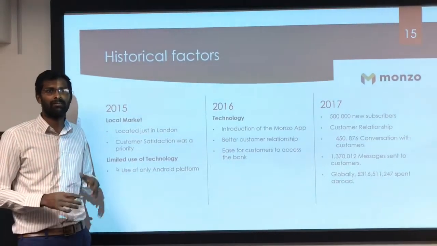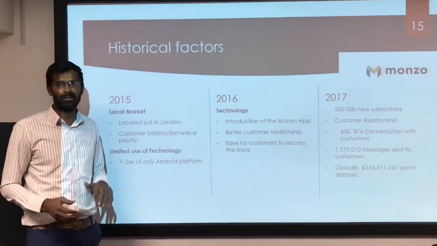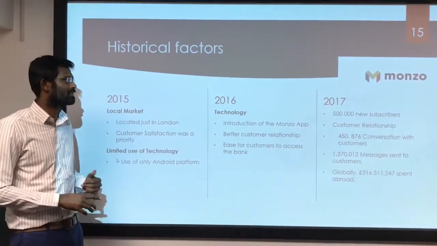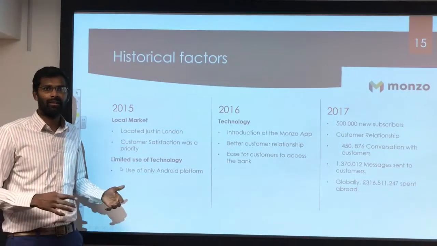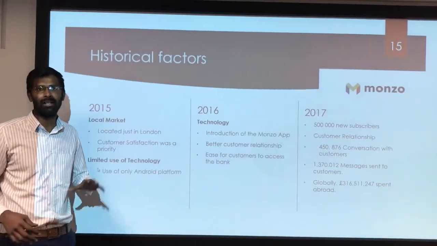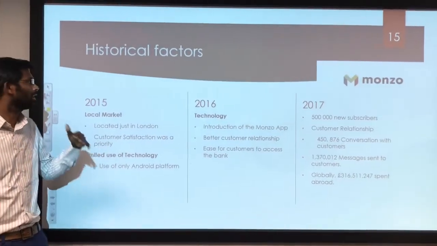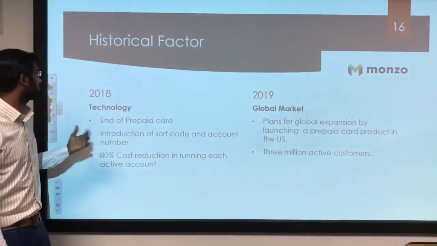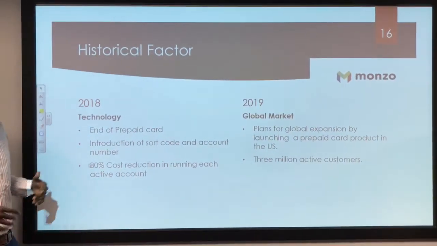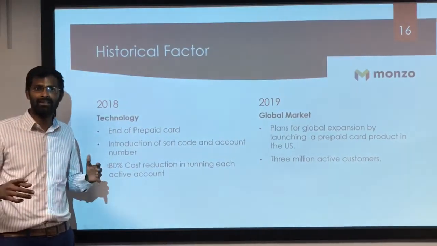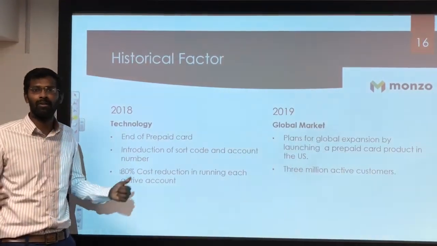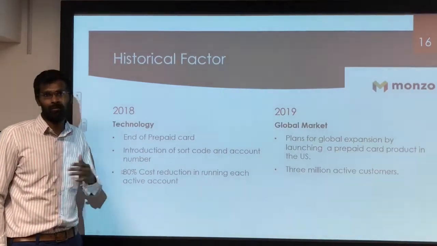Customer satisfaction and relationships mainly depend on the banking sector developing. Messaging was sent, and 1.307 of the customers were attracted to the Monzo app. Globally, the main agenda in 2017 was global expansion. In 2018, technology and prepaid cards were introduced to the banking sector, and 80% of the people were using the Monzo app.